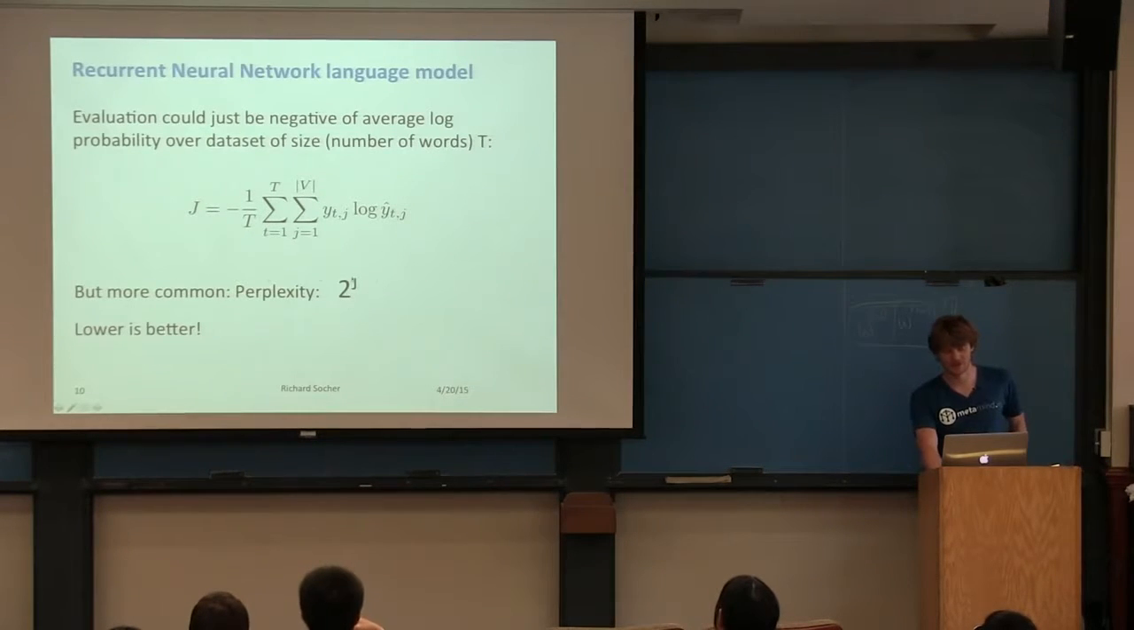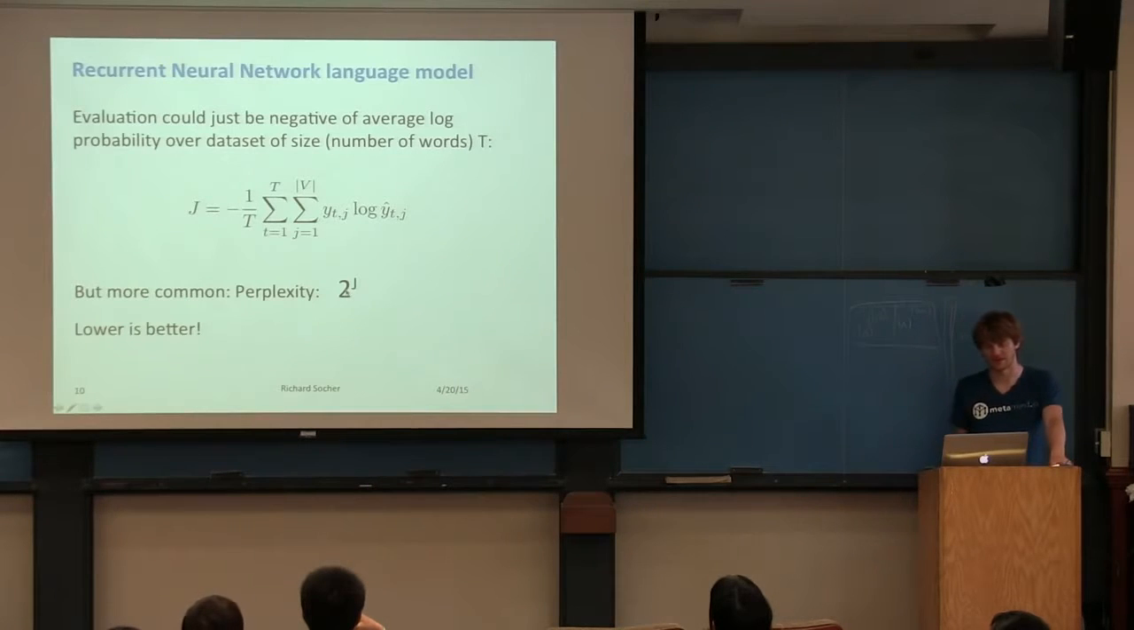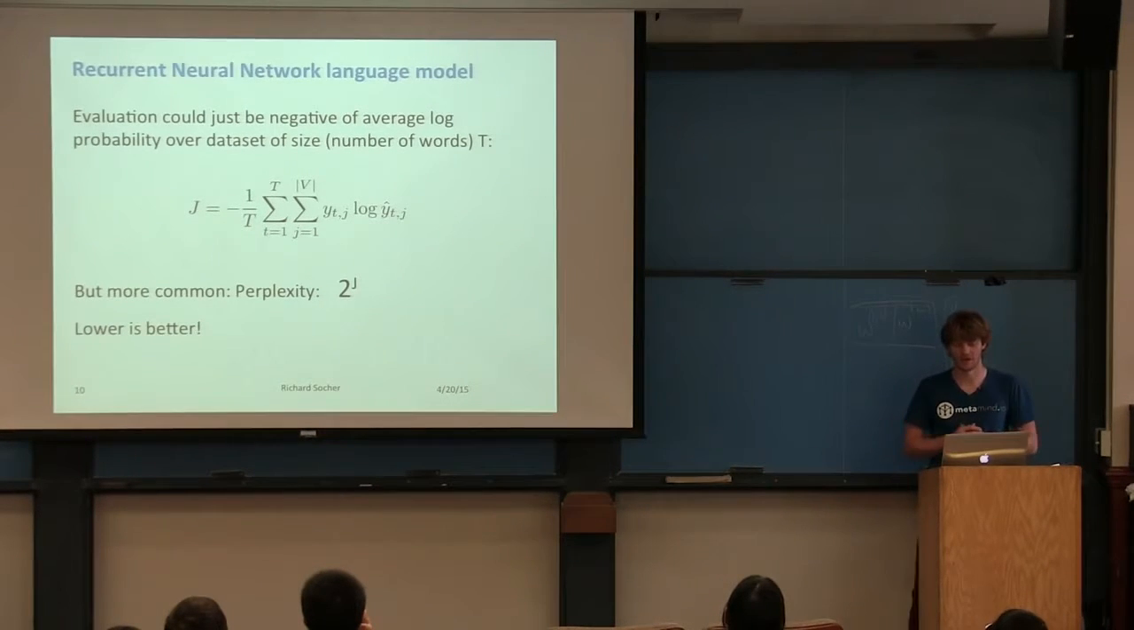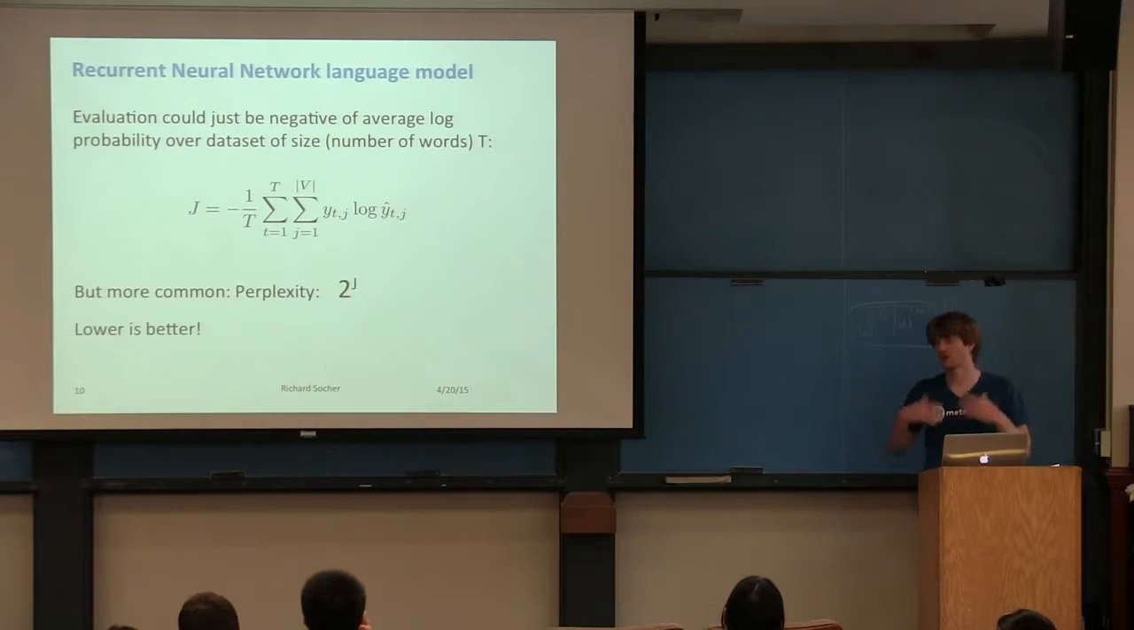But it turns out that most people prefer to take that amount here and raise 2 to the power of that negative average log probabilities, and then call that perplexity. And now you want a lower perplexity, which is basically better. The less perplexed you are, the more certain you are about predicting the correct next word.